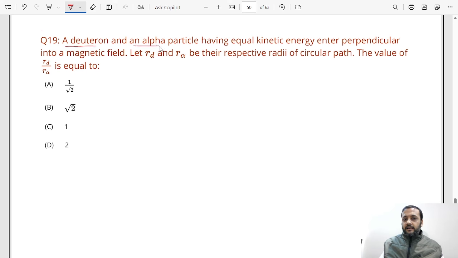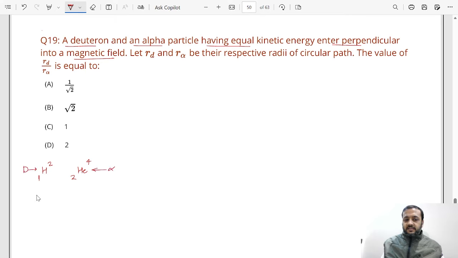A deuteron and an alpha particle having equal kinetic energy enter perpendicular into the magnetic field. The radii of the deuteron and the alpha particle are Rd and R alpha. So we have to find the ratio. Now look, what is a deuteron? Deuteron is an isotope of hydrogen. So it is 1H2. So basically it has one extra neutron in comparison to hydrogen. And we know that alpha particle is a helium nucleus. So this is basically deuteron, and this is basically alpha particle.